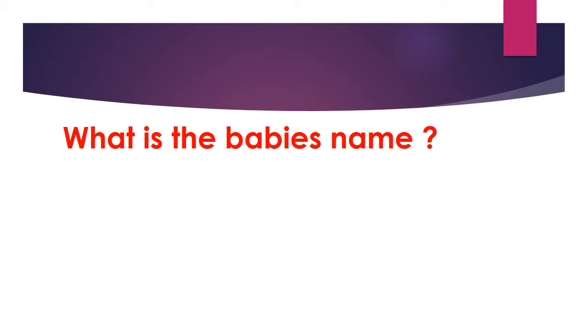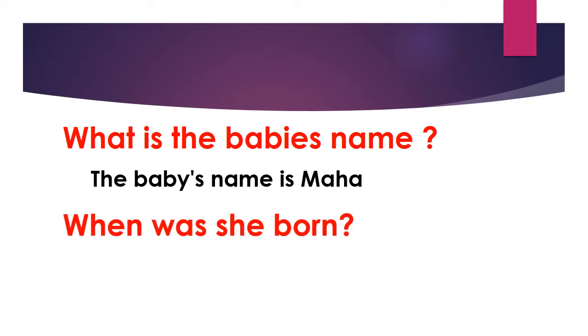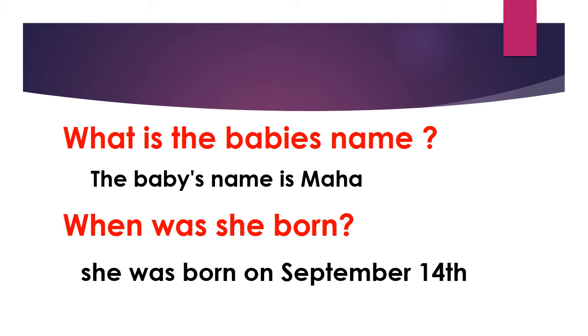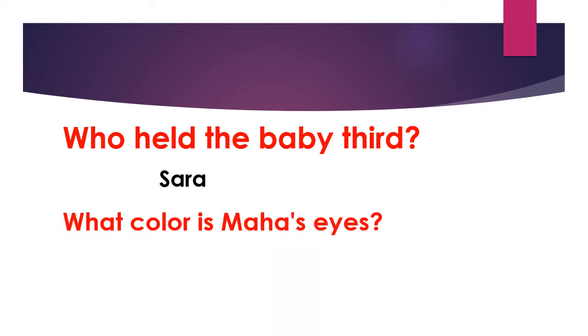What is the baby's name? The baby's name is Maha. When was she born? She was born on September 14th. Who held the baby third? Sara. What color is Maha's eyes? Brown. It's brown.